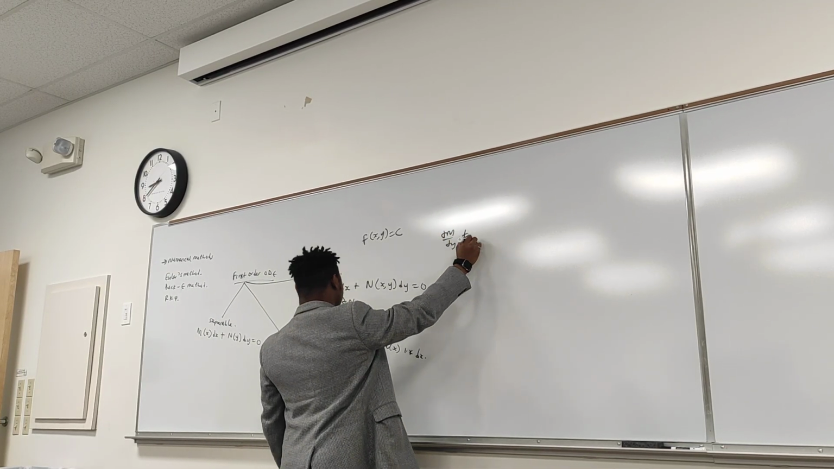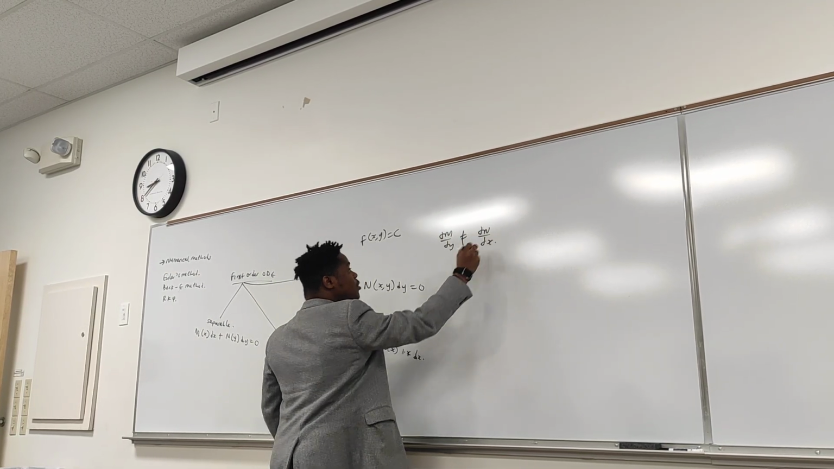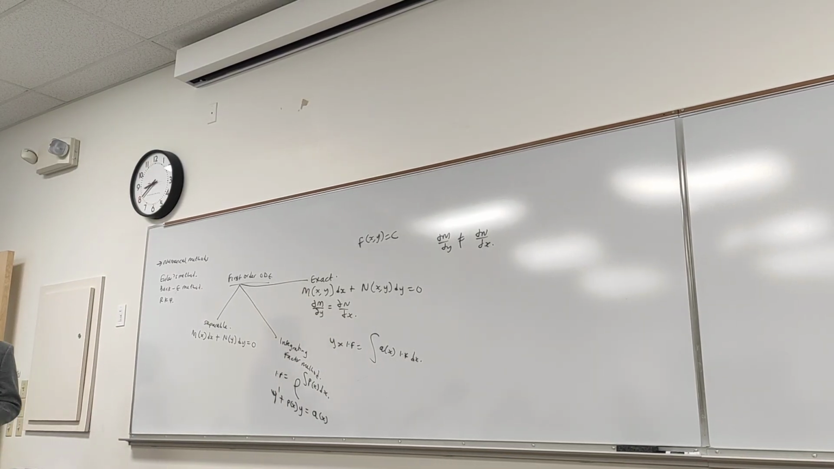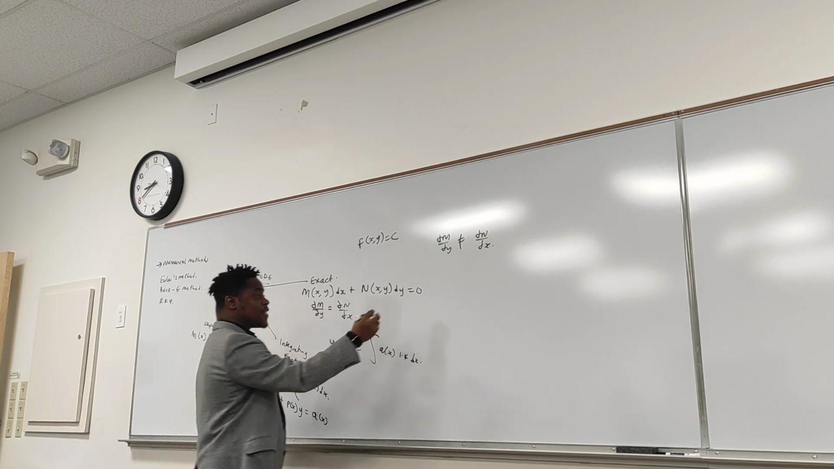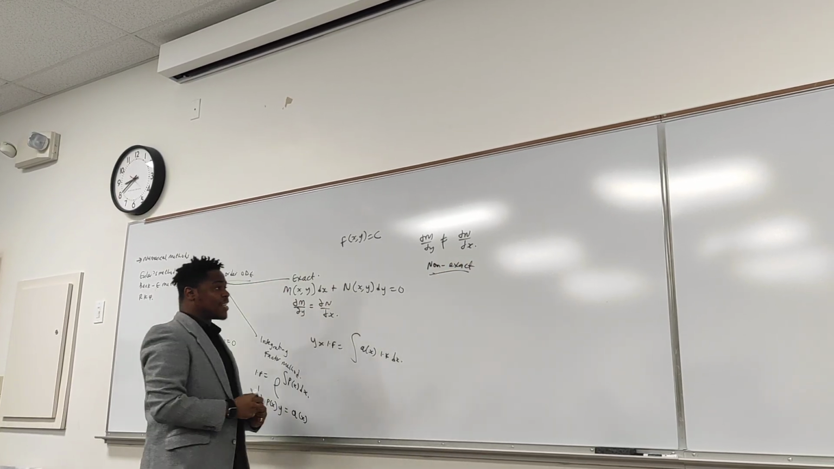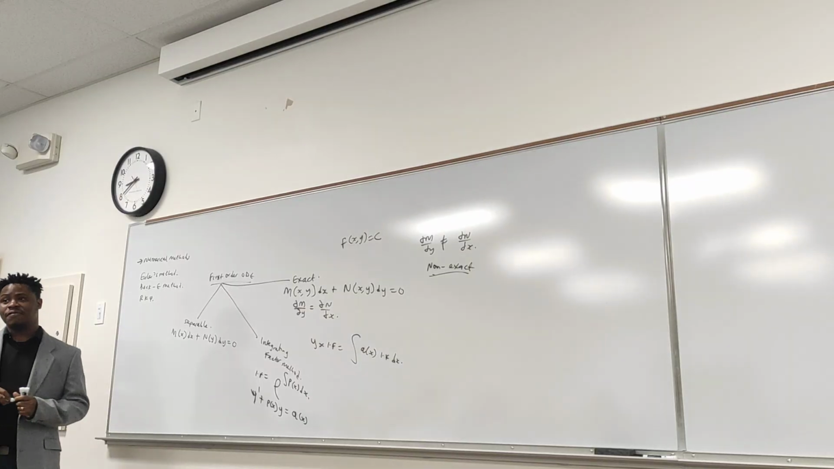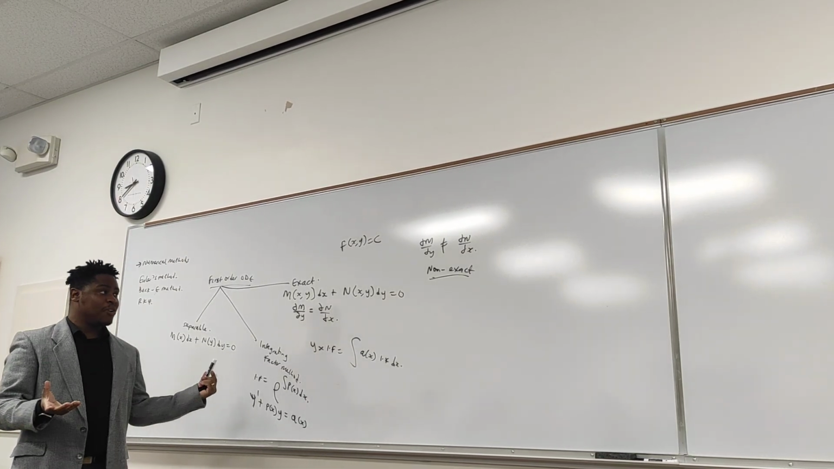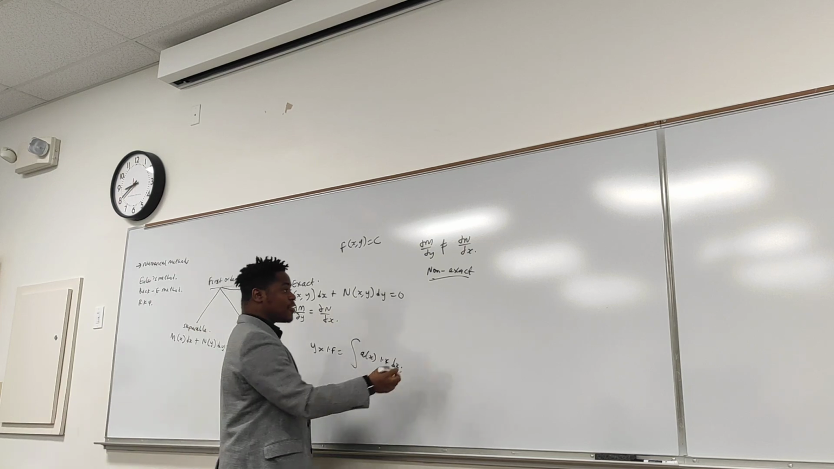How about if the dM/dy is not equal to the dN/dx? What do we do? Yes, Sabrina. Multiply by integrating factor. Yes, it means it's non-exact. We can make this exact by multiplying by integrating factor. You're free to check your notes. This class, we derived all this formula. We did not memorize. So how do you find the integrating factor?